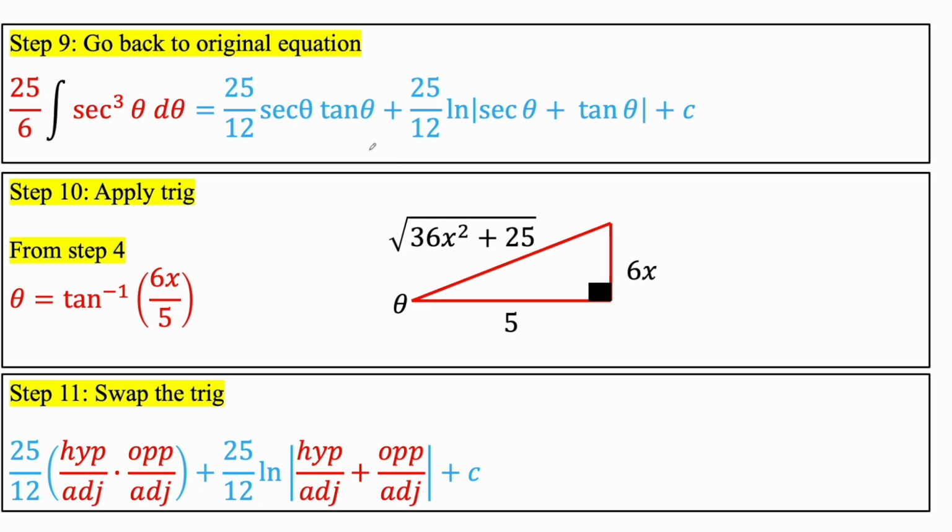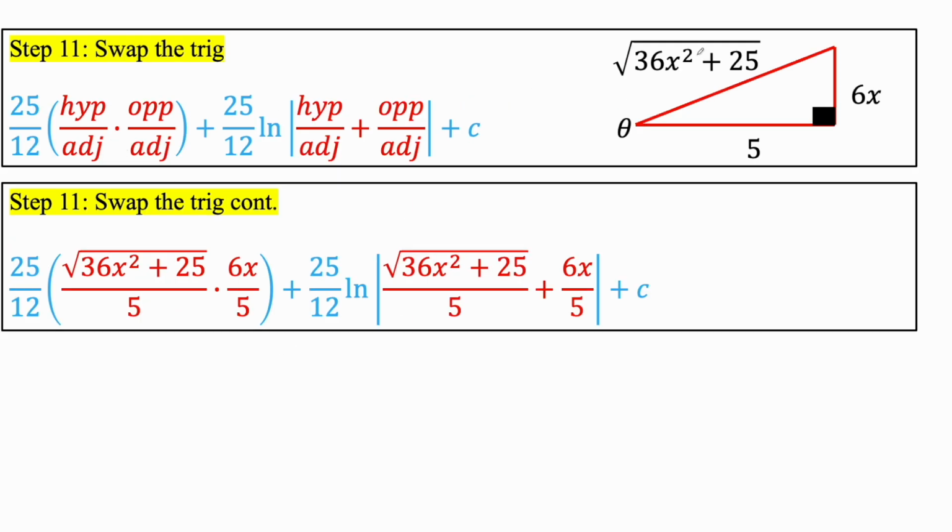And now we're just swapping, because our answer is going to be 25 divided by 12 times secant theta. Instead of saying secant theta, we know secant theta is hypotenuse over adjacent. We know tan theta is opposite over adjacent. And likewise, secant theta plus tan theta. So I'm swapping. And hypotenuse we're saying is this piece. Adjacent we're saying is our 5. Times opposite is our 6x divided by our adjacent is 5. So I'm just swapping hypotenuse adjacent, opposite adjacent, and this is what we have so far.